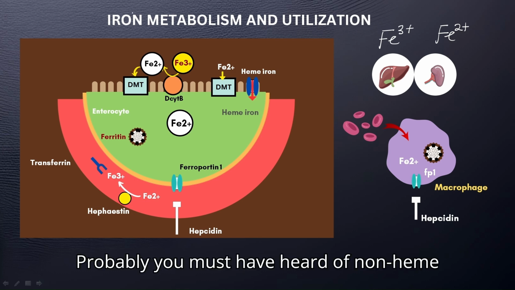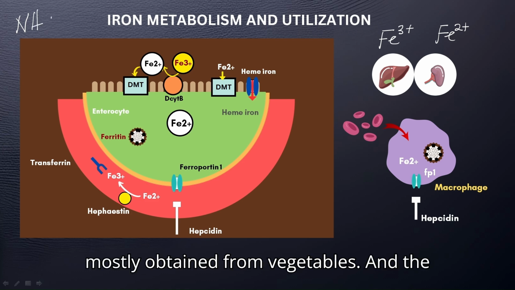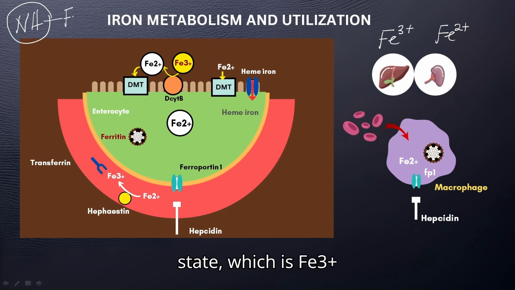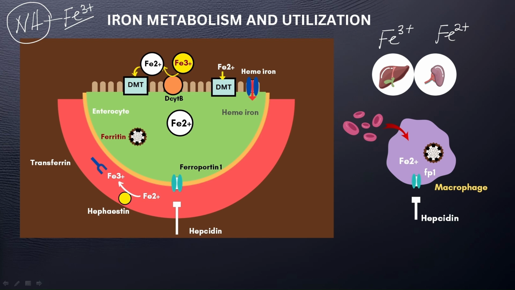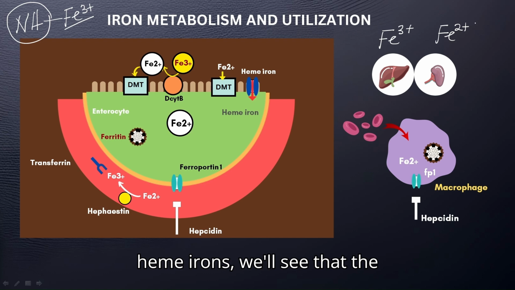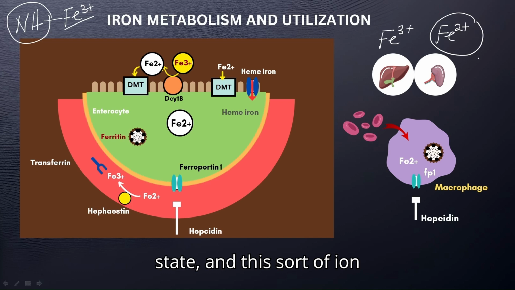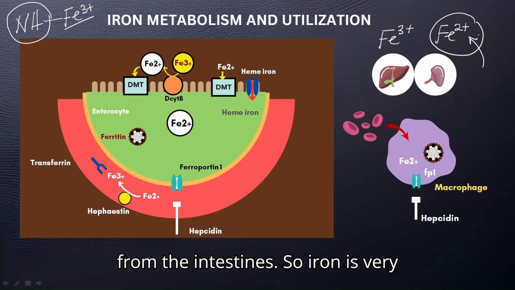Probably you must have heard of non-heme iron. This sort of iron is mostly obtained from vegetables, and the predominant iron is in the ferric state, which is Fe3+. This sort of iron is poorly absorbed from the intestines. Now, in contrast, if we take a look at heme iron, you will see that the predominant iron there is in the ferrous state. And this sort of iron is properly absorbed from the intestines.